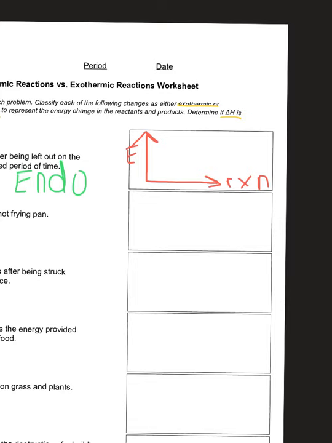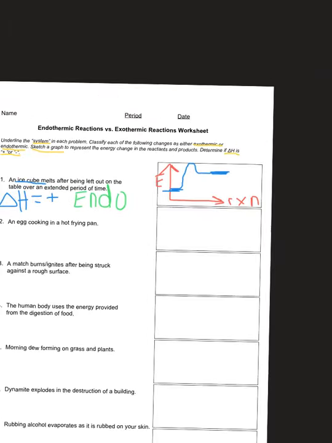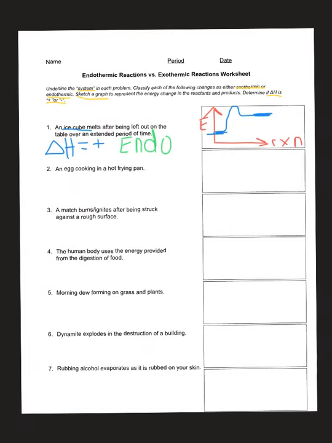So endothermic, we're going to start at the bottom, and then it's going to go up, up, up. Then it releases a little bit, and then it levels off. So you see your reactants are going to have less energy than your products. Okay? So the ice cube is our system. Enthalpy is positive. Endothermic reaction, and there's our graph. So let's look at number 2.